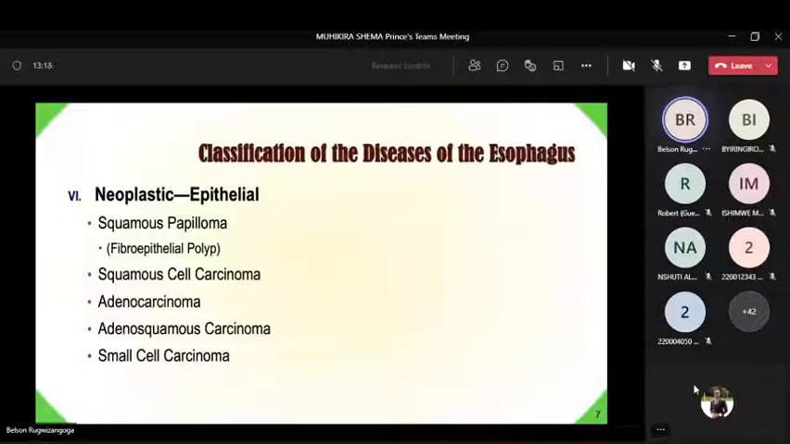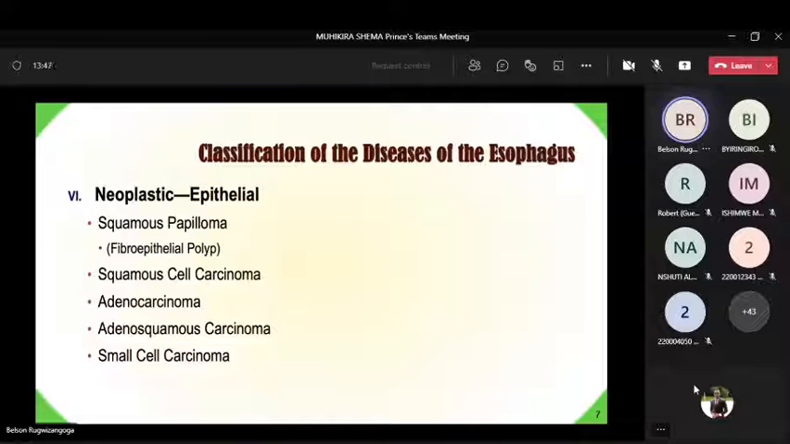So there are now neoplastic diseases. They can be epithelial or non-epithelial. So when it is epithelial, when it is benign, we use papilloma, or squamous cell papilloma, or fibroepithelial polyp, sometimes it is named as such. So a cancer from the squamous epithelium will be called squamous cell carcinoma. Then, if it arises from the glandular epithelial cells, like after Barrett's esophagus, we call it adenocarcinoma.